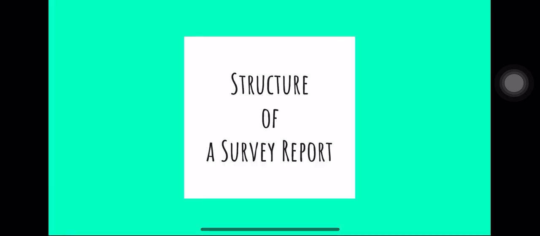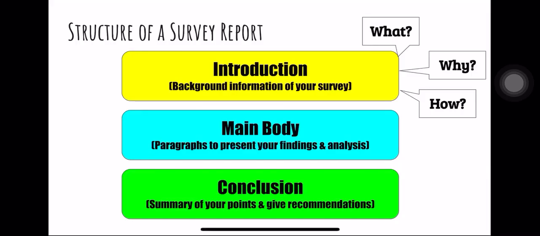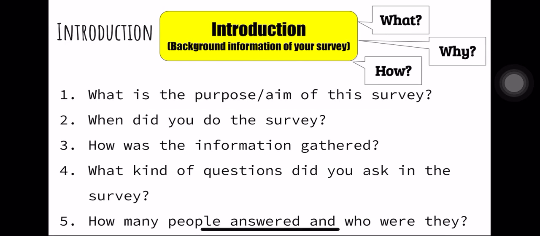And when you write a survey report, there's a particular structure that you can follow, but it's actually pretty simple. Basically, you will have the introduction, the main body, and the conclusion. In the introduction, you will ask yourself why, what, and how to give the background information of a survey. And then, in the main body paragraphs, you present your findings and analysis. And at the end, you summarize all your points, and if needed, you can give recommendations in the conclusion. Let's take a deeper look at each part.